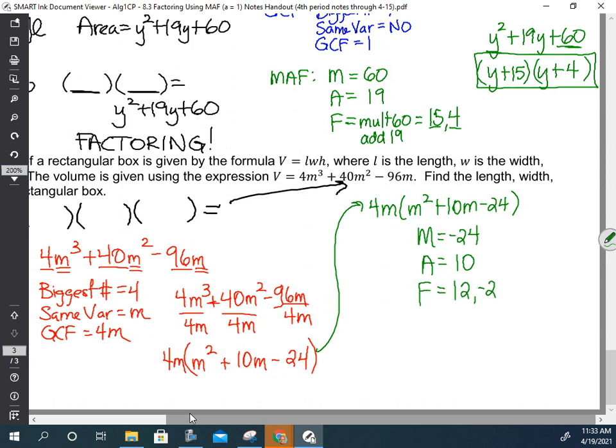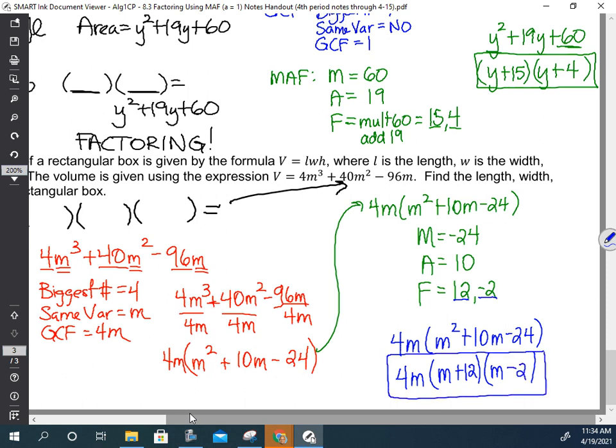Positive 12 and negative 2. 12 times negative 2 is negative 24. 12 plus negative 2 is 10. So that's your winning combination. So now you can write your final answer. M stays. M squared is m times m. 12 goes in one parenthesis. Negative 2 goes in the other. There's your final factored answer. So it's not a hard problem. It's just using what you learned and applying it to a situation.